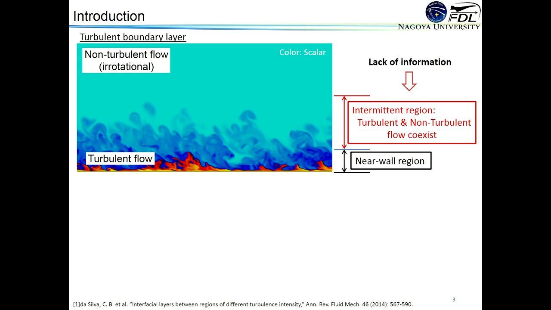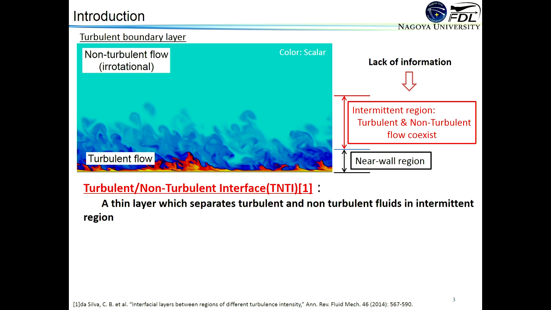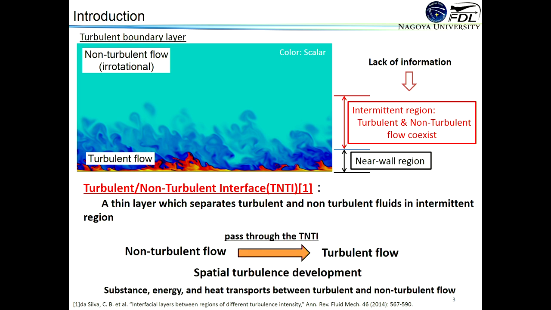This is a picture of the turbulent boundary layer. The boundary layer has been discussed for many years, and most of the research is focused on the near-wall region. But in the intermittent region where the turbulent and the non-turbulent flow coexist, there is still a lack of information. Recent research shows there exists a thin layer which separates the turbulent and the non-turbulent fluids in the intermittent region. It is called the turbulent/non-turbulent interface, also written as TNTI. If non-turbulent flow passes through this TNTI, it becomes turbulent flow, which is related to spatial turbulent development. So we can say that this interface is important for the exchange of substance, energy, and heat transport between turbulent and non-turbulent flow.